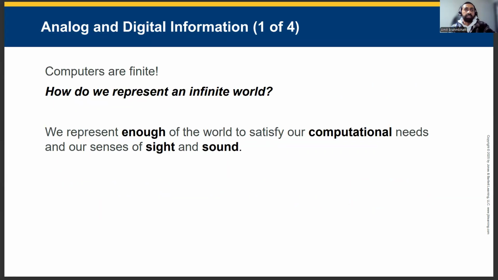Analog and digital information. How do computers, which are finite systems, represent an infinite and continuous world? The answer is that computers do not attempt to represent reality perfectly. Instead, they represent enough of the world to satisfy our computational needs and our sense of sight and sound.